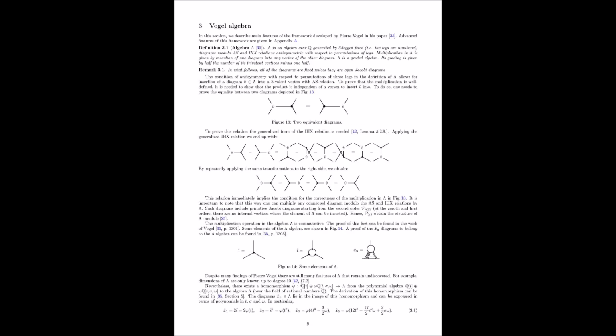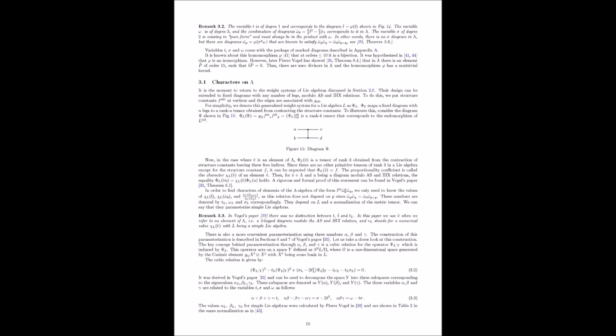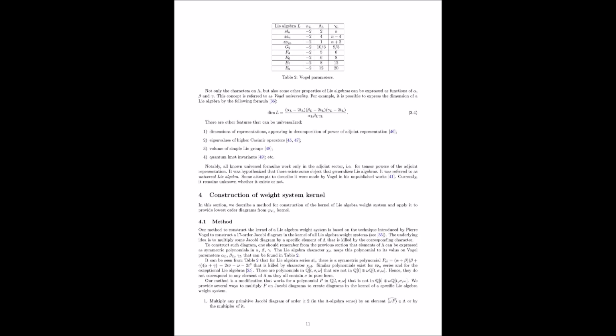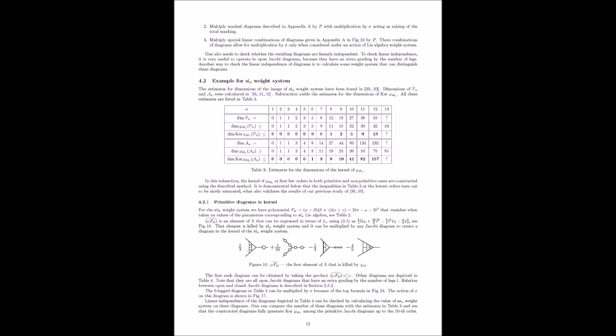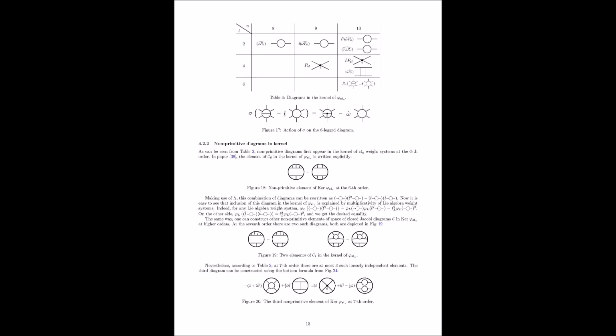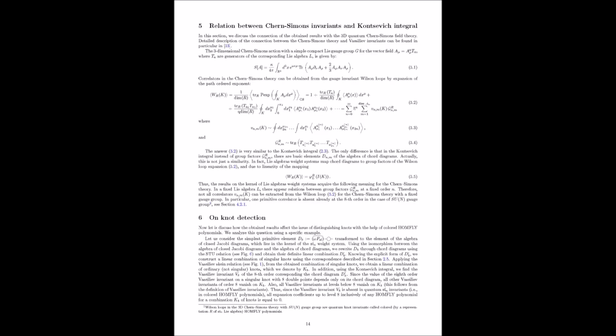Tell me more about this Vogel's algebra. So it's an algebra over the rational numbers generated by these three-legged diagrams. Three-legged diagrams. Yeah, think of them as like the basic building blocks of the algebra. Okay, got it. And we consider them modulo the AS and IHX relations. Right, those relations essentially tell us how we're allowed to manipulate the diagrams without changing their fundamental meaning. So it's like having a set of rules for playing with these diagrams, ensuring that we don't accidentally change the knot information they represent. Exactly.